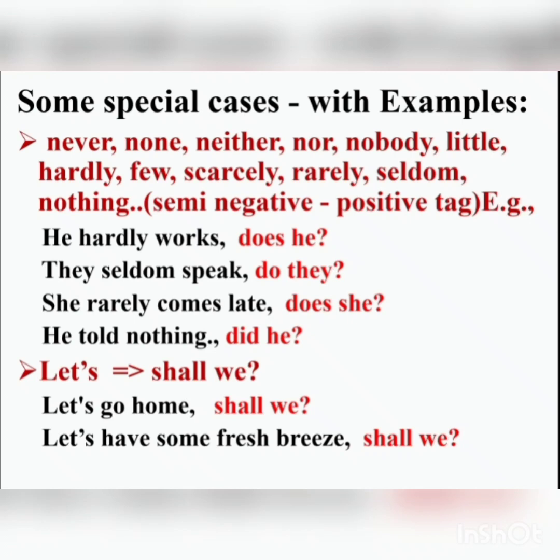And the next one is let us. It's a type of imperative sentence. It is positive, but it will also take a positive tag. Let us will take shall we. Let us go home. And the tag is shall we. Let us have some fresh breeze. And the tag should be shall we.